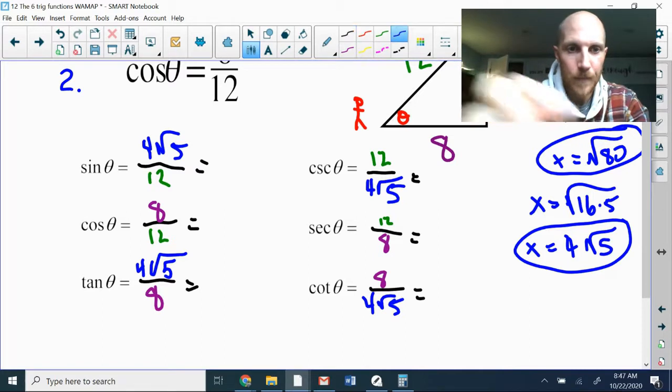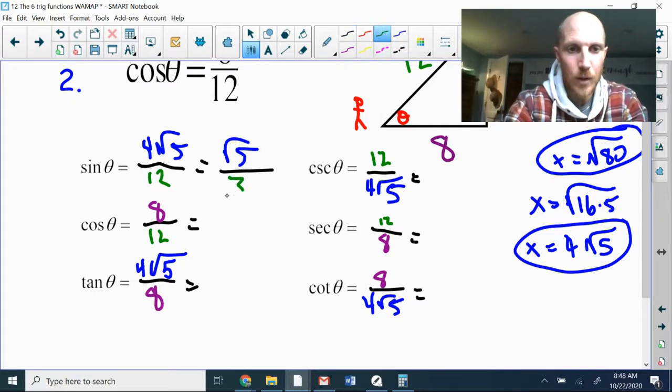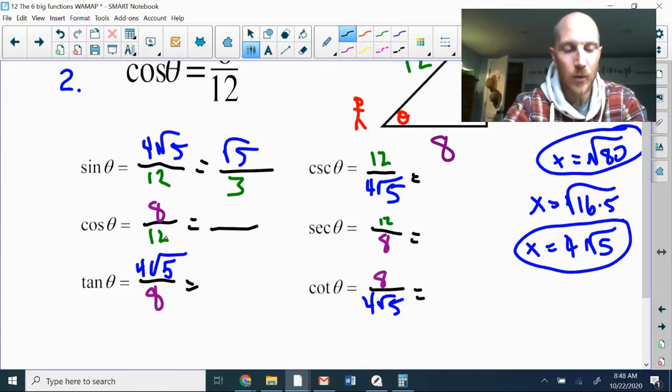Okay. So the coefficient of 4 can be reduced with the 12. The radical 5, since it's inside a radical, that's a separate deal. We can't reduce it. But the 4 over 12, I can reduce that to 1 over 3. So I could call this radical 5 over 3. And cosine is 8 over 12. That can be reduced, divided both by 4. That's 2/3.